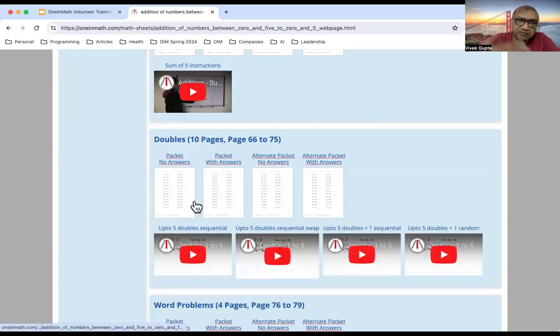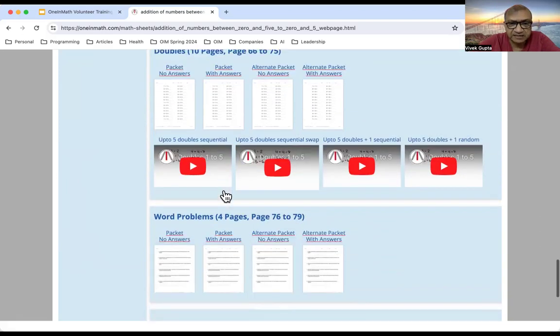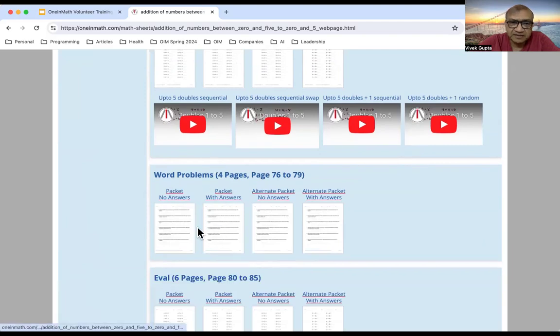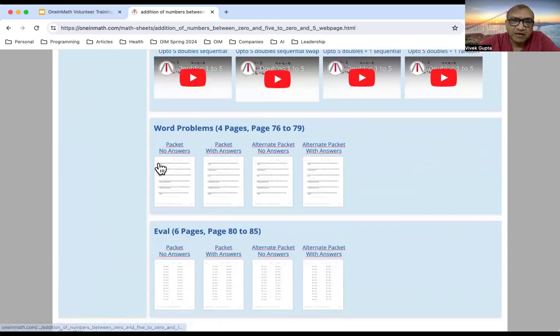Not every packet has this, right? It depends on the packet, what they have. So doubles is like what is 2 plus 2, 3 plus 3, etc. And then every packet towards the end will have one packet which is dedicated as a word problem. So this is basically the same problems that are described in words.